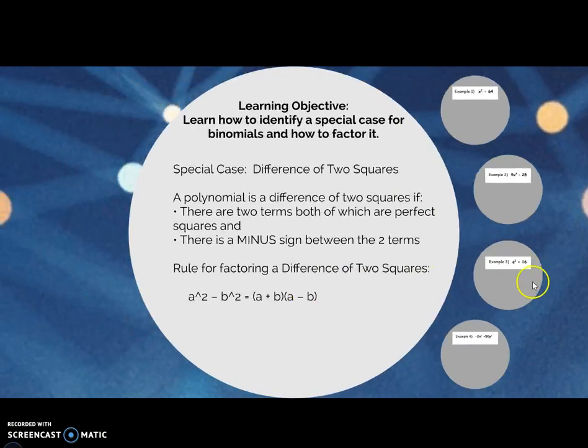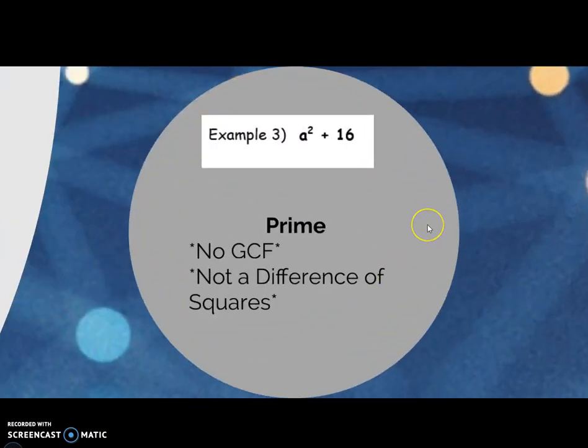Let's look at one more example here. This is an example where we're actually prime because a squared is a perfect square, 16 is a perfect square, but there's a plus sign between them, not a minus sign, so it's not a difference of two squares. All right, so there's no GCF you can factor out, and it's not a difference of squares, so we call it prime. It is not factorable.